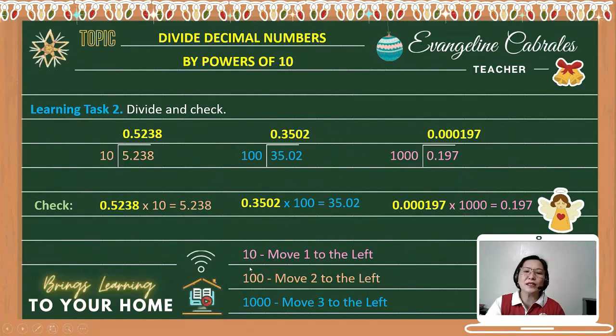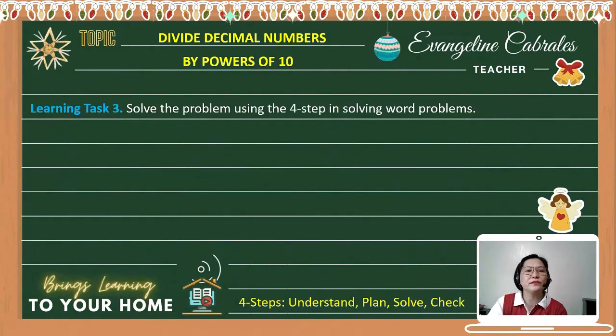Laging tatandaan, kapag 10 ang divisor, move 1 to the left. Kapag 100, move 2 to the left. At kapag 1,000, move 3 to the left. Let's go to learning task 3.